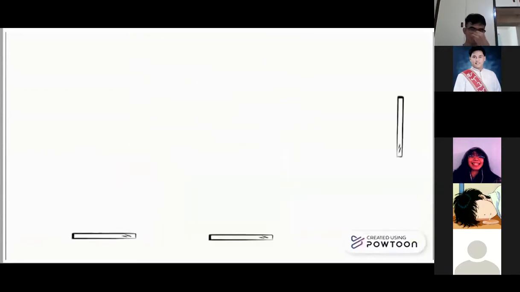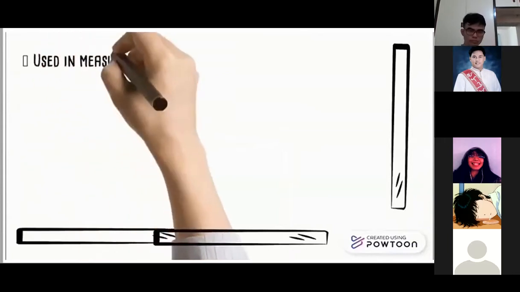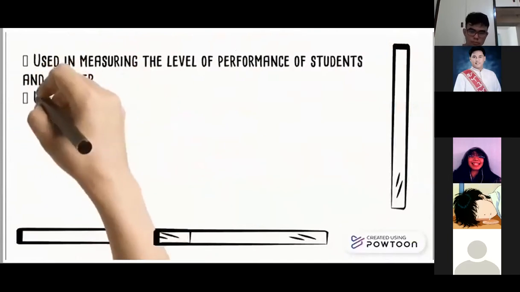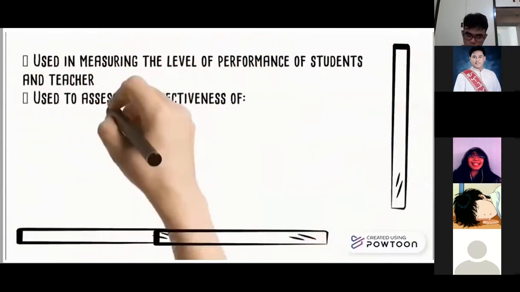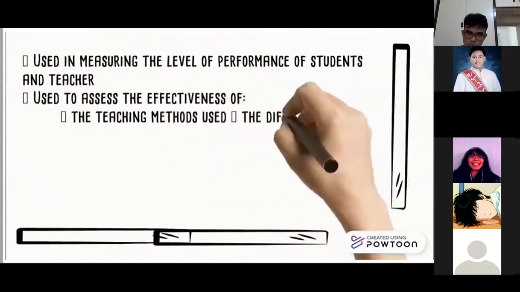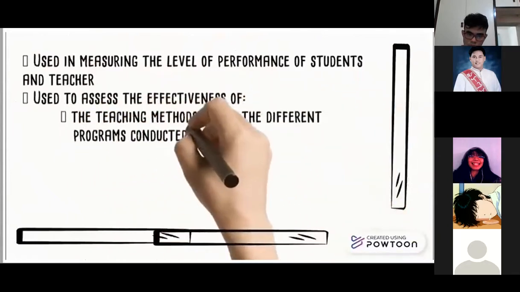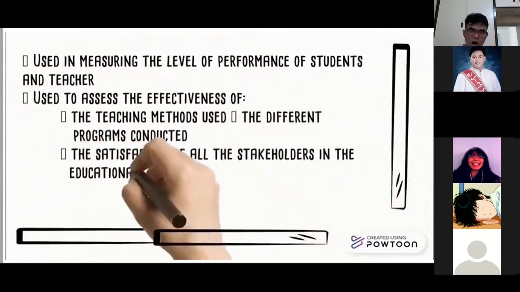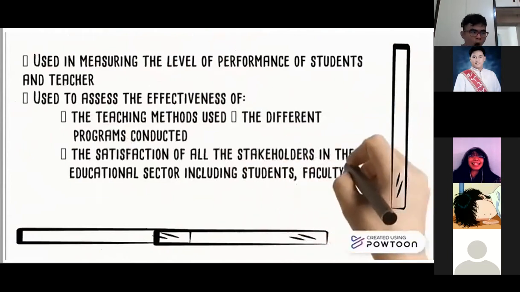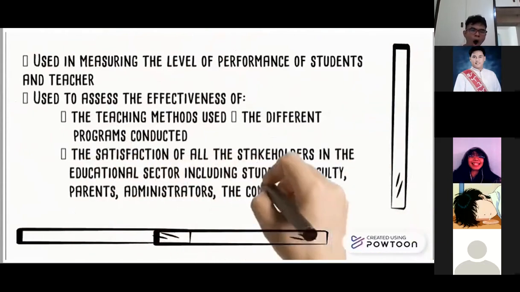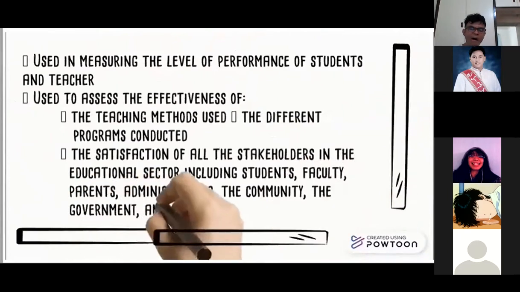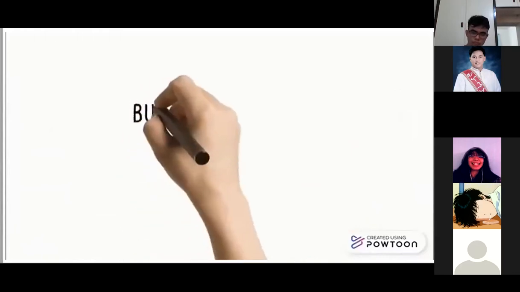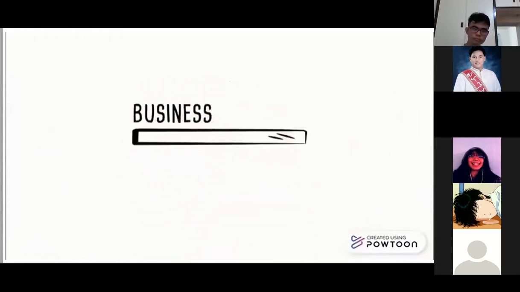Quantitative research can be used in measuring the level of performance of students as well as the teachers. It can also be used to assess the effectiveness of the methods used, the different programs conducted, and the satisfaction of all stakeholders in the educational sector, including students, faculty, parents, administrators, the community, the government, and non-government organizations. Through quantitative research, the interests of these groups can be advanced or enhanced by implementing quantifiable practices.